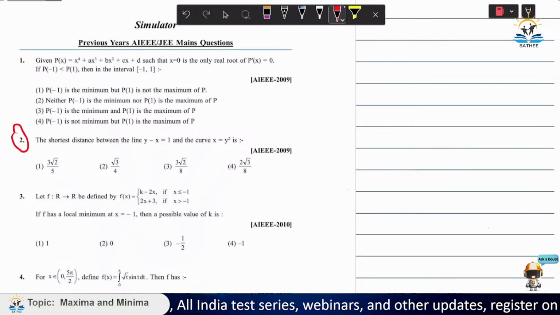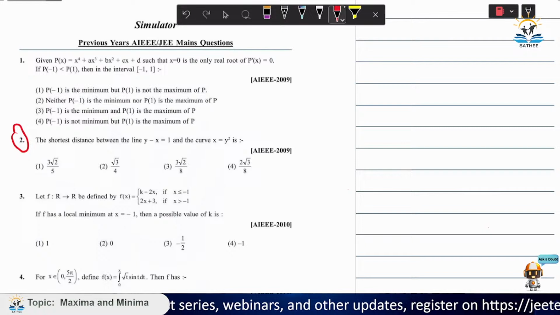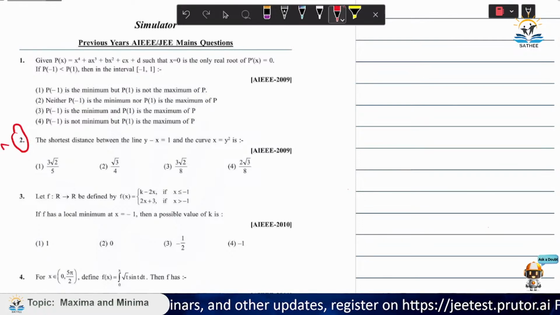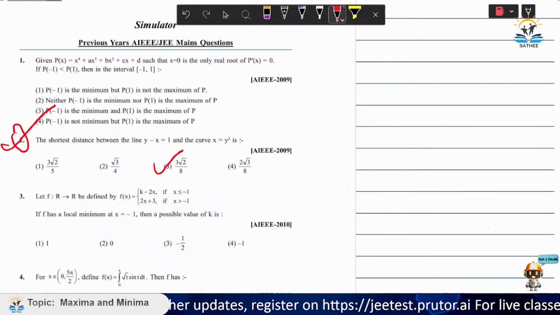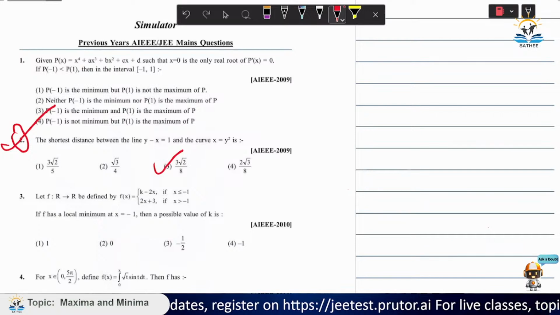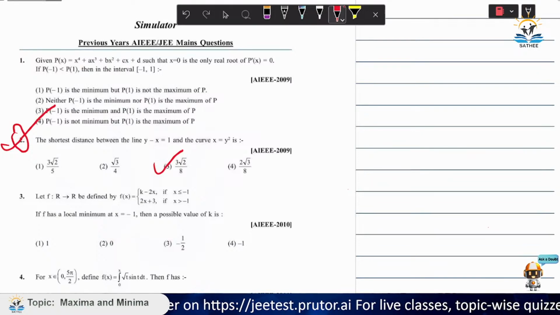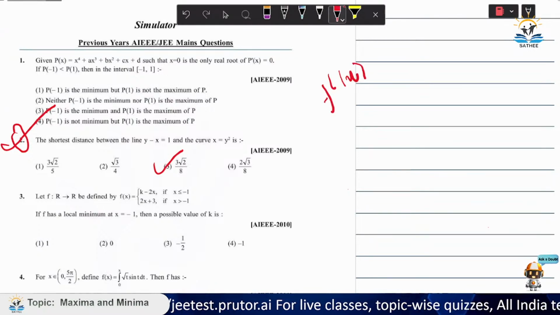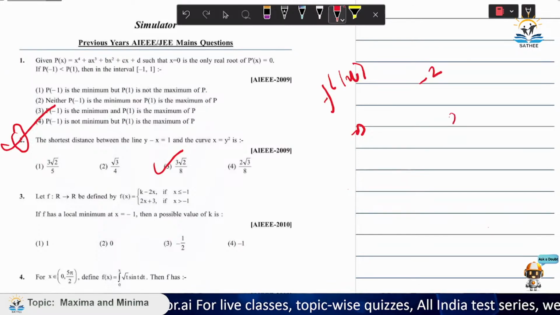So what is given to us is that the function is defined from real to real, and the function has a parted definition. If f of x has a local minima at x equals -1, then the possible value of k is okay. So what do we do? Calculate f dash x. It gives me -2, and this gives me 2.